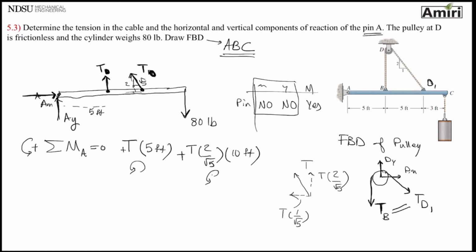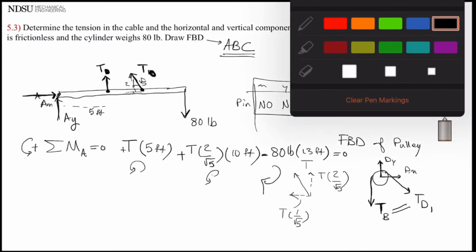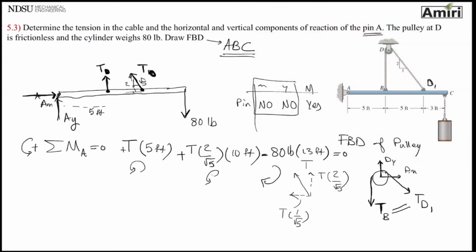Moving on towards the end of the beam, I see that 80. And that one is at a distance of 5 plus 5 plus 3, 13 feet. And this time is trying to rotate the beam opposite of my sign, so I'm going to put a minus there. Sorry, it got kind of messy. I think I can delete some of this stuff here. Okay, better.